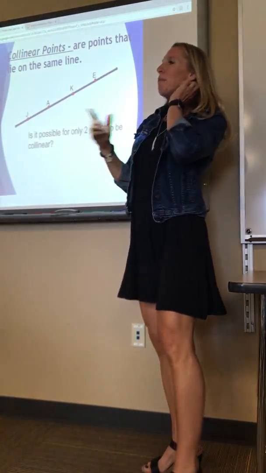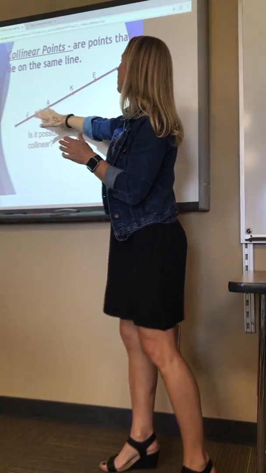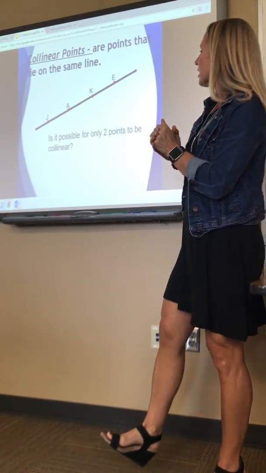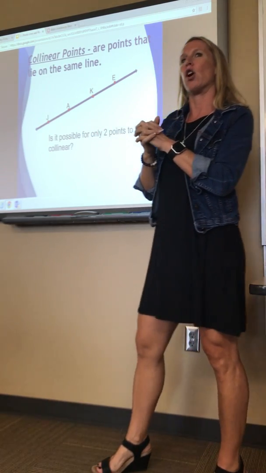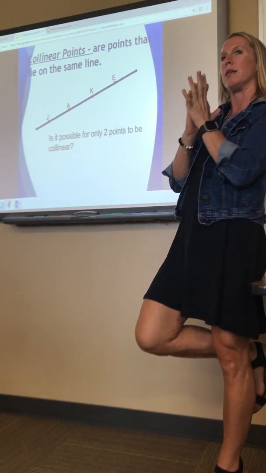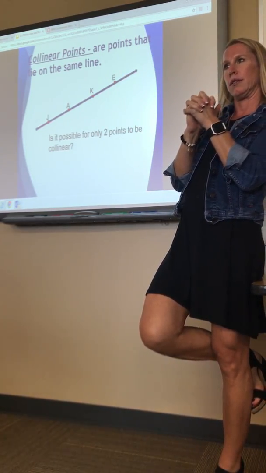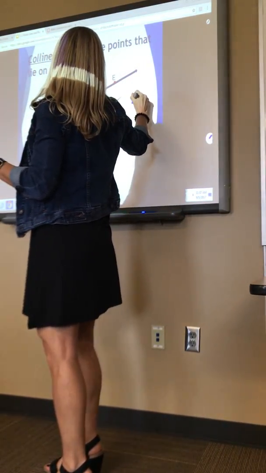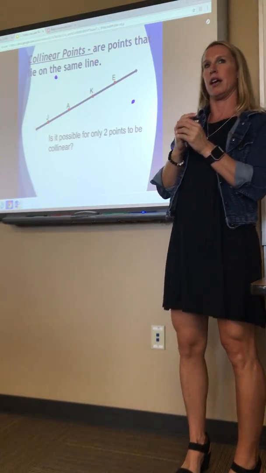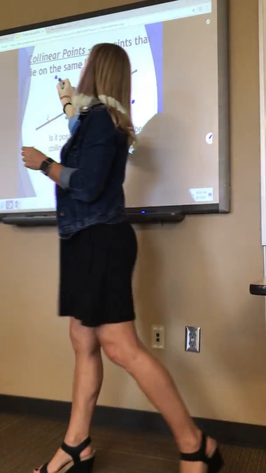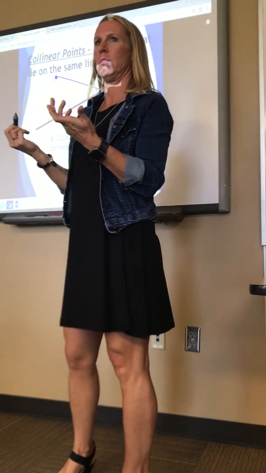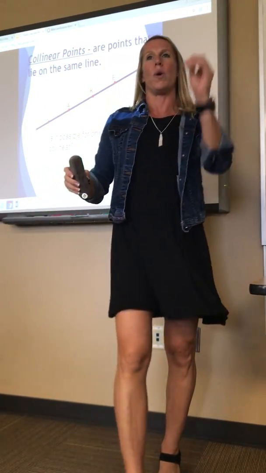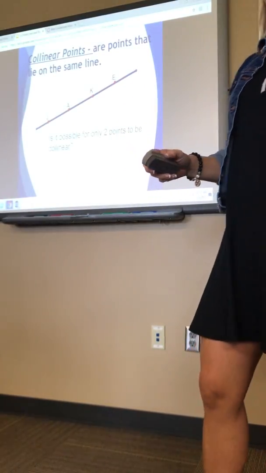Okay, so my son's name is Jake. So I have 4 points on this line, J-A-K-E. Is it possible for only 2 points to be collinear? No. So if I have a point up here and a point over here, could they be on the same line? Yeah. Can't you always connect 2 points and make a line? Yeah. So unless there's something blocking, 2 points are always, always, always collinear on the same line.